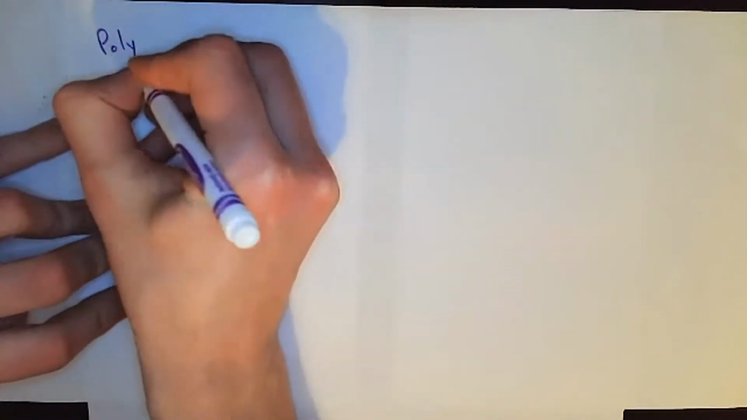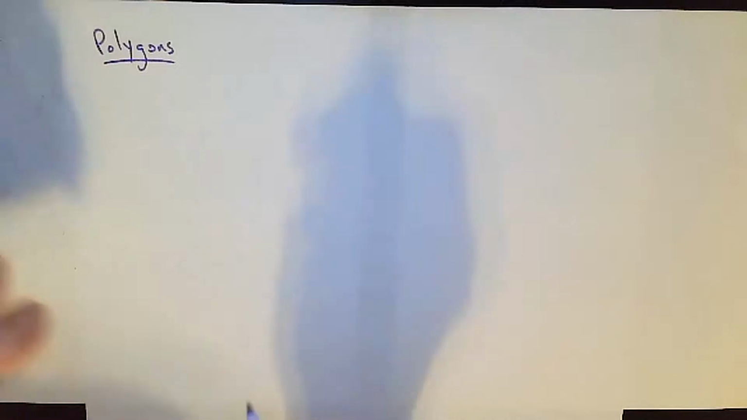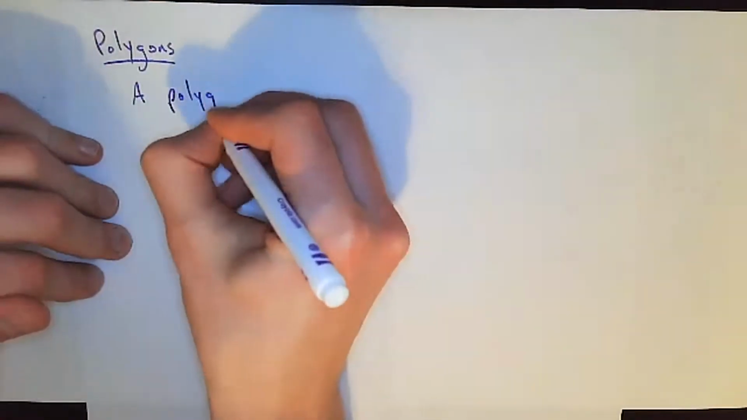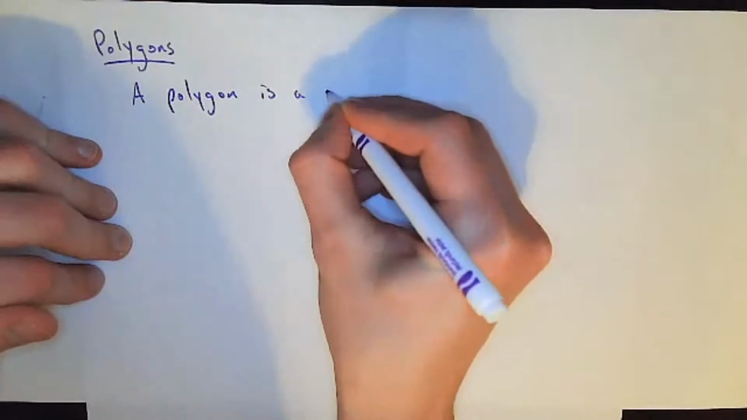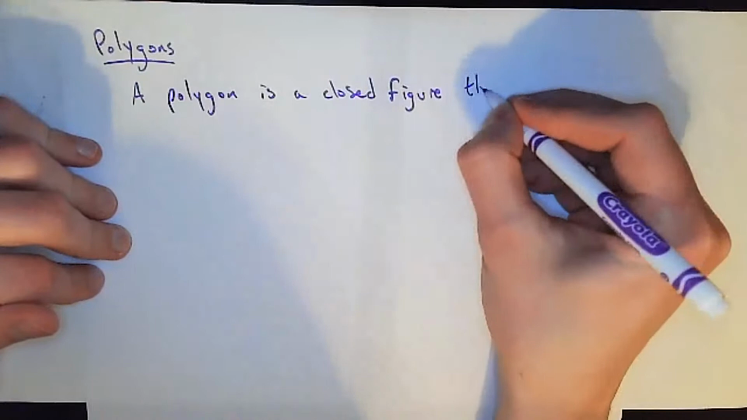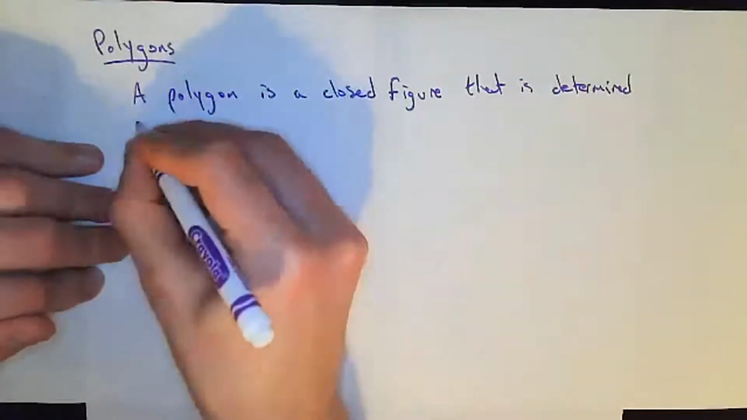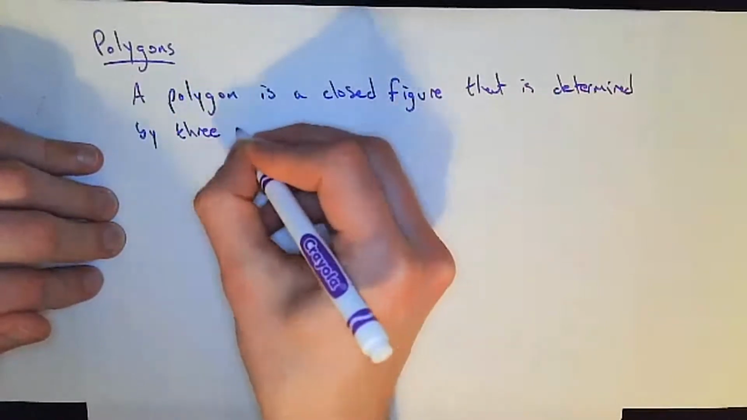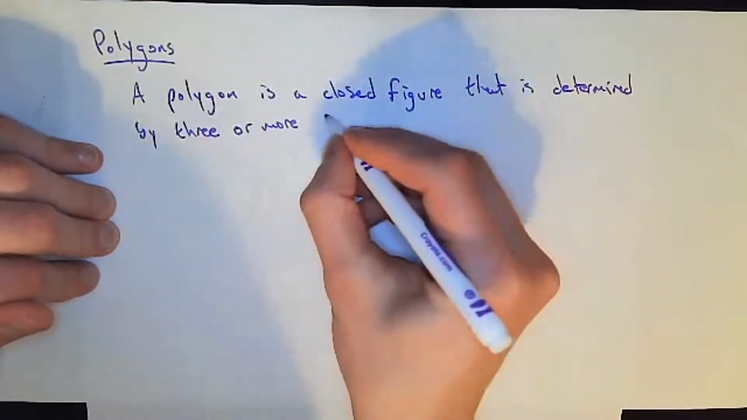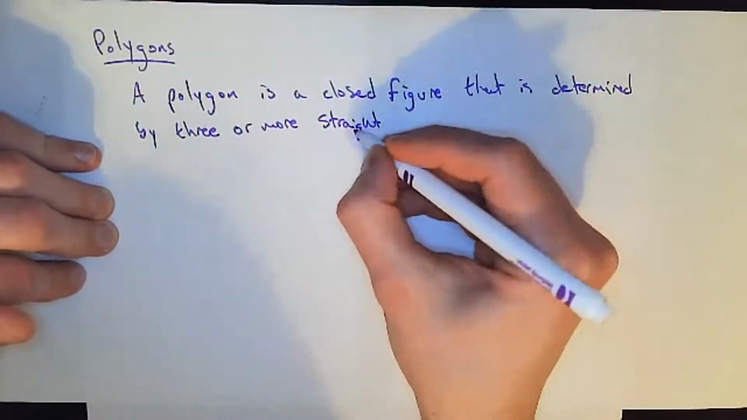Very much related. Okay, now let's move into a discussion of polygons. So a polygon, here we go. A polygon is a closed shape, or a closed figure, that is determined by 3 or more straight line segments. So that's the defining feature of a polygon, that it should have straight sides.